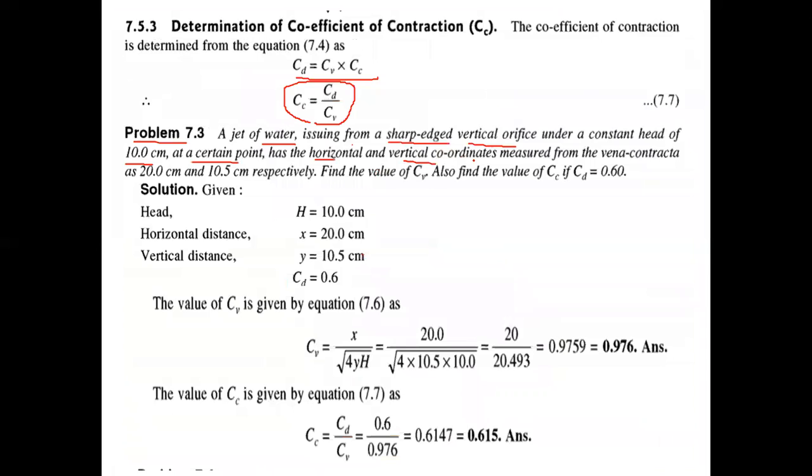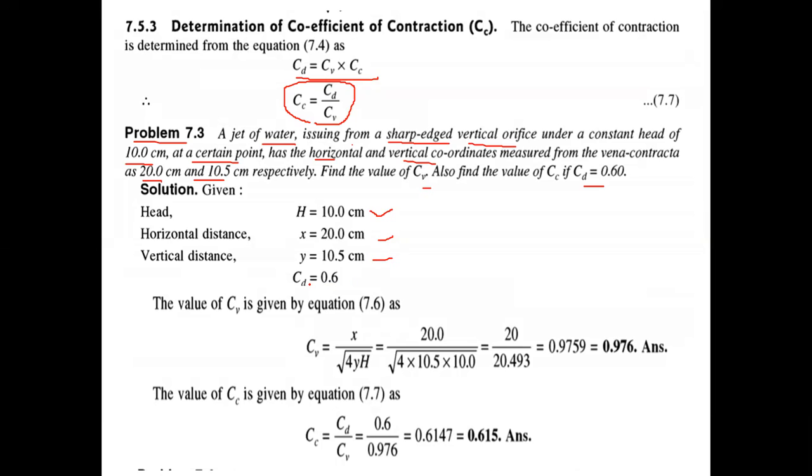The horizontal and vertical coordinates measured from the vena contracta: x is equal to 20 centimeters, y is equal to 10.5 centimeters. Find the value of CV. Also find the value of CC if CD is equal to 0.60. Therefore, head is equal to 10 centimeters, horizontal distance x is equal to 20 centimeters, vertical distance y is equal to 10.5 centimeters.